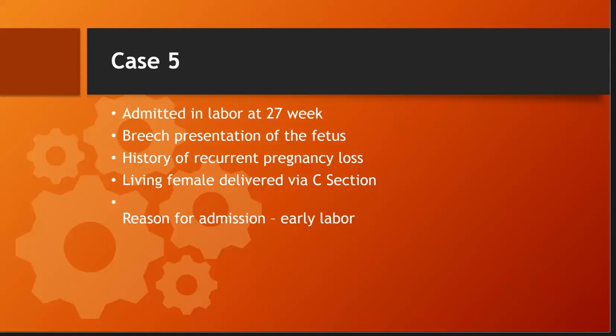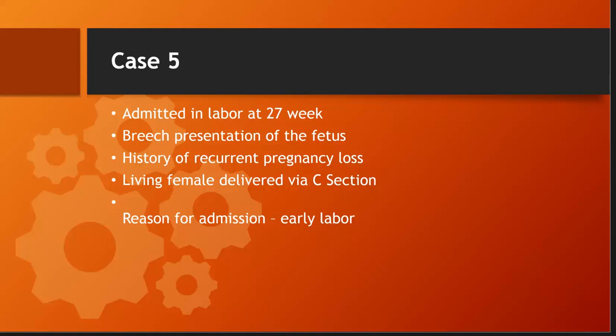Case 5 was the last case that you were asked to code, located in Appendix C. We have a woman who comes in active labor. She's 27 weeks pregnant. The fetus is in a breech presentation. This woman also has a history of recurrent pregnancy loss or recurrent miscarriages. She does end up having a live female infant delivered via C-section because of the breech presentation.